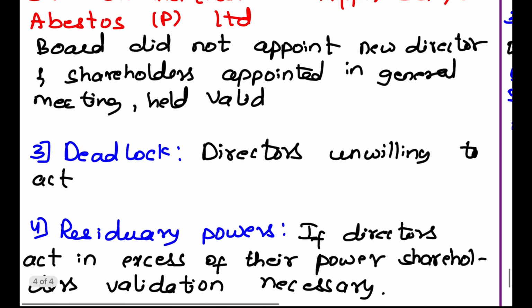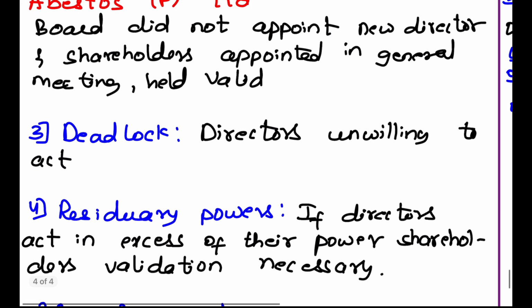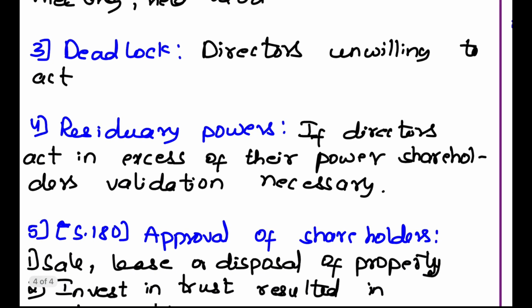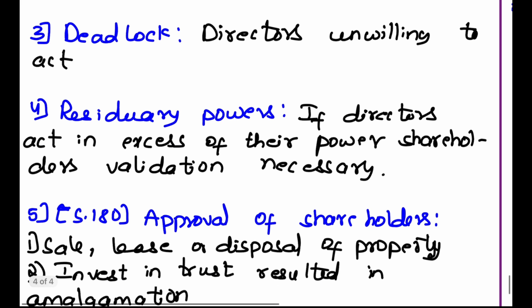Next is deadlock. Directors are unwilling to act. So if they are unwilling to perform their duty, then shareholders can perform it. It is called deadlock. The next is residuary powers. If the Board of Directors is exercising power in excess, they have limits but they are crossing that limit, then also a shareholder can exercise that power. That excess power has to be subject to the shareholders' validity.